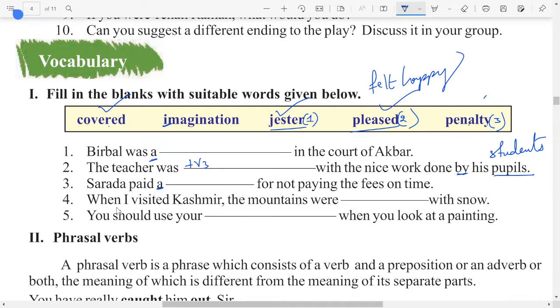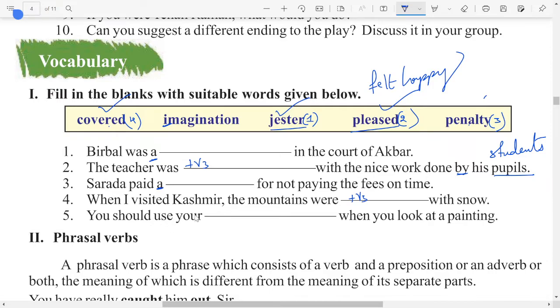Next, when I visited Kashmir, the mountains were dash with snow. Afterward, here again we need V3 because the statement is in passive voice. Now we have only 2 options. One is imagination, another one is covered. So which of these two is verb form 3 here? Covered is verb form 3. The mountains were covered with snow. So here fourth one is covered.